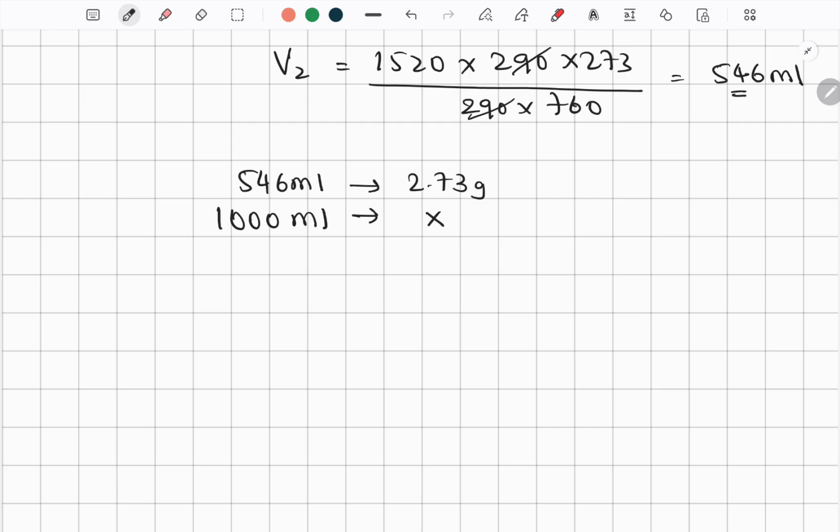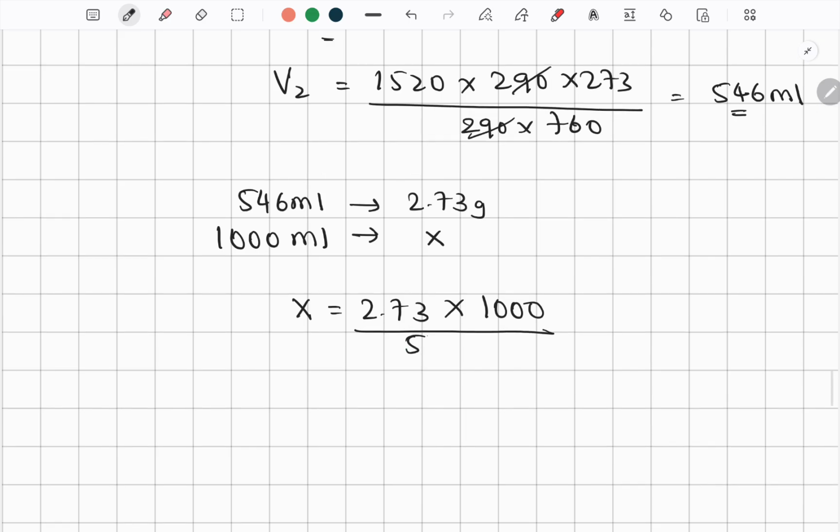So x is equal to 2.73 into 1000 divided by 546. When you solve this fraction, you get the answer 5 gram.